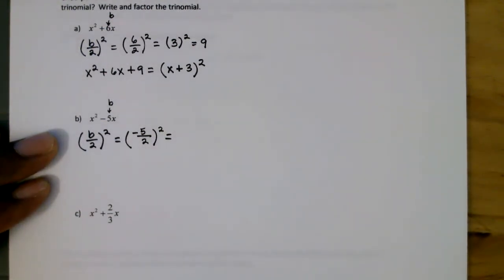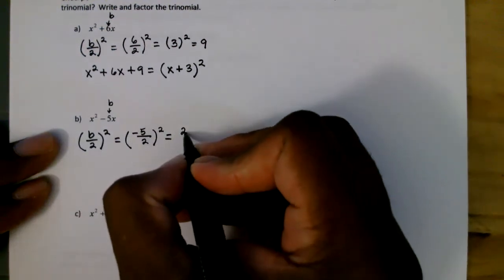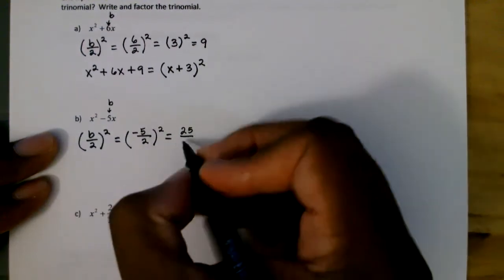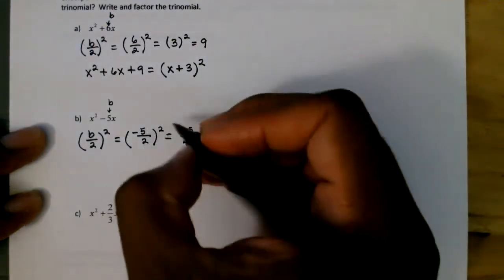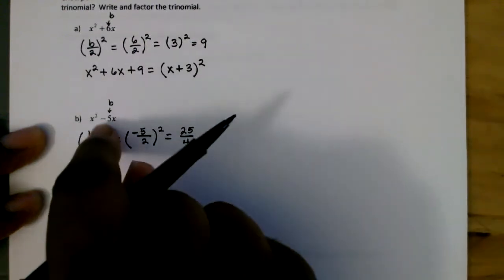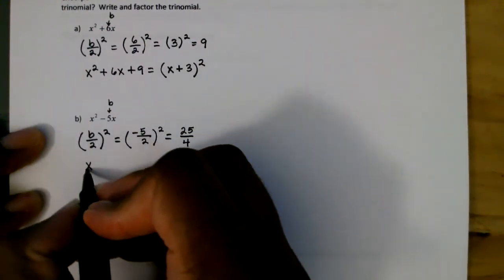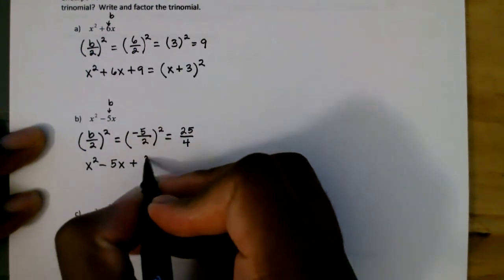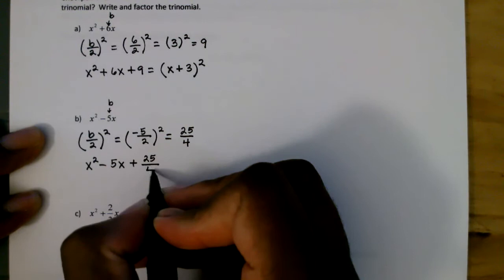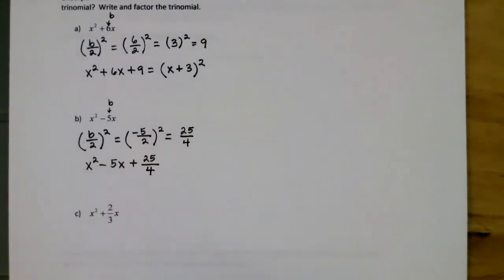Well, if I square the negative 5, that's going to be positive 25. And square the 2 in the denominator, that's going to be 4. So I'm going to have to add 25 over 4, or 25 fourths, to this binomial. So this is going to be x squared minus 5x plus 25 over 4. That would be my perfect square trinomial.